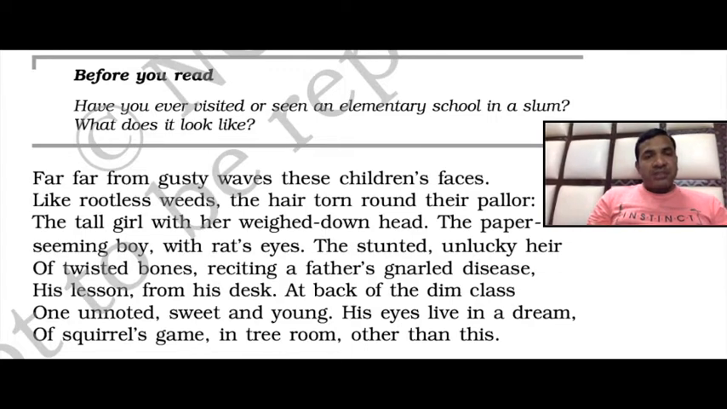So that is the same situation that has been referred to here, that such a child who is stunted, who is underdeveloped, would not be able to appreciate freedom or any political success of India. So at the back of the dim class, one unnoted, sweet and young.